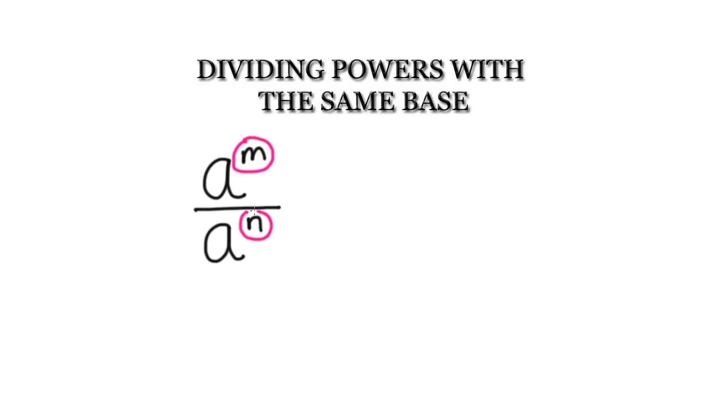Hi everyone, for this lesson I'll show you how to divide powers with the same base. If you have a to the m power divided by a to the n, since these have the same base, what you want to do is take the m and subtract the n. So this is equal to a to the m minus n power, where a is not equal to 0.